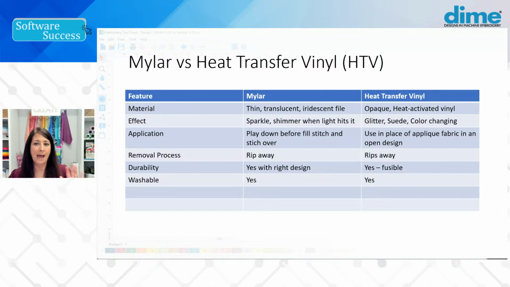For the application of both of them, you place them down before the embroidery. One is an applique, and one you stitch over top of, and we're going to see more of that. Then they both rip away out of your design, so that's where the specialty design comes into play. They both are very durable. You can fuse HTV directly to your project. Because of the stitch type over the mylar, it's durable because the stitches hold it in. Both of them are washable.